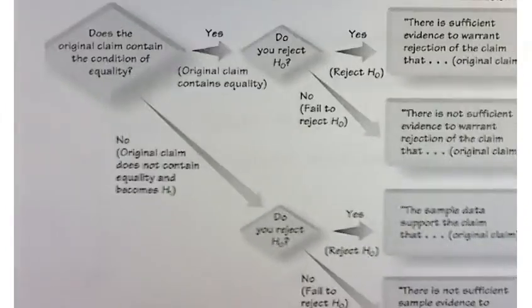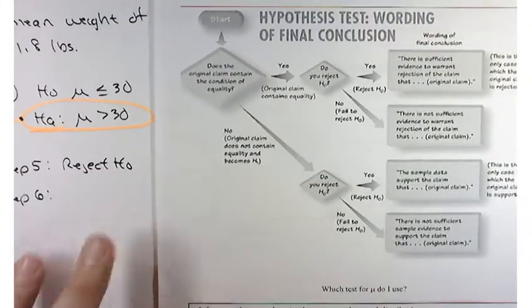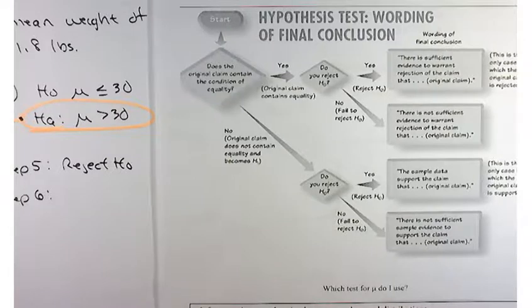All right, so again, try and figure out where we're going to go here based on the original claim and our decision, etc. Try and work your way through the chart. Does the original claim contain the possibility of equality? Yes or no? Did you reject? Yes or no? So you should be able to find your way to one of these 4 possibilities here.